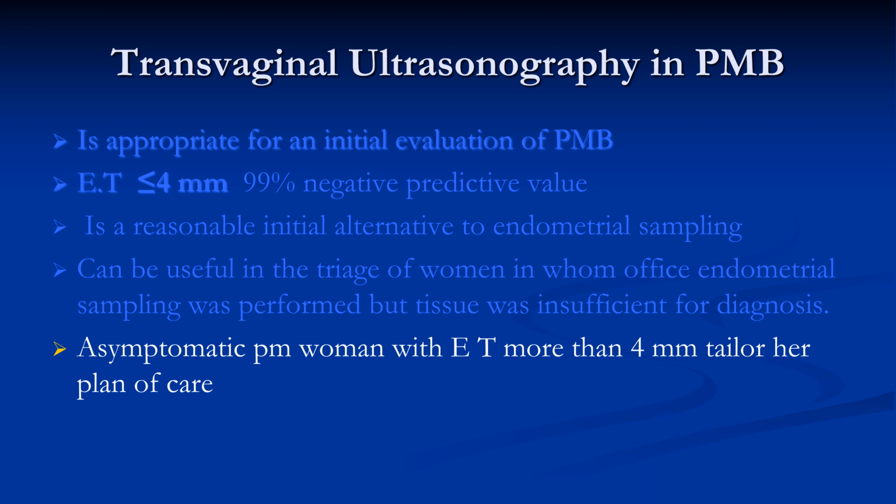Asymptomatic postmenopausal women with endometrial thickness more than 4 mm. Tailor her plan of care. So in asymptomatic postmenopausal women who are diagnosed with a thick endometrium, more than 4 mm, but without bleeding, every woman will have a tailored plan according to her risk factors for malignancy.